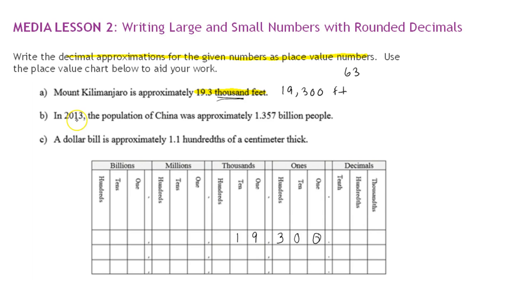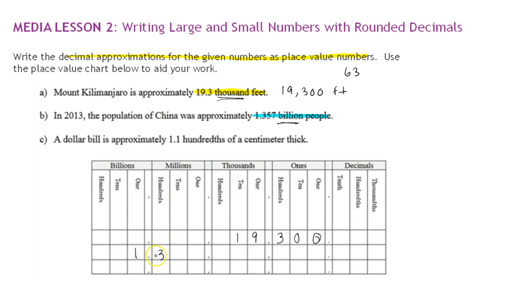In 2013, the population of China was approximately 1.357 billion people. Okay. So you can see how writing it this way is a lot shorter than writing the actual number. This is also an approximation. So let's use the same idea that we used here. So notice we have billions. So we have 1 billion, so I'm going to go to the billions column, and the 1, and the 0.357 with respect to billions would be in the millions column.